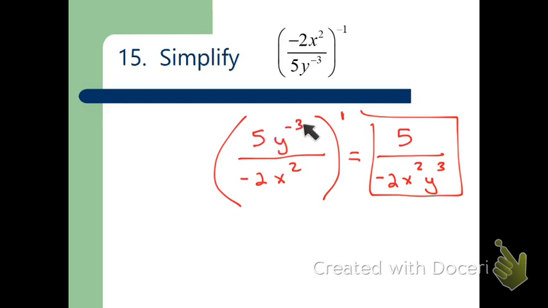That 5, Owen, is not raised to a negative. Only the y is raised to the -3. Does that make sense? Yeah. It's okay.